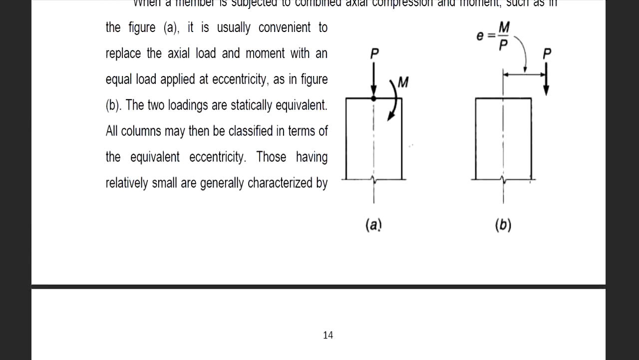So how the column is subjected to tension, I will tell you. When we apply the load, which has a certain eccentricity, the more the moment, the more the eccentricity, because equivalent eccentricity will be M by P. So when we apply this load, this eccentric load will try to bend the column. It will not try to crush the column, it will try to bend the column.